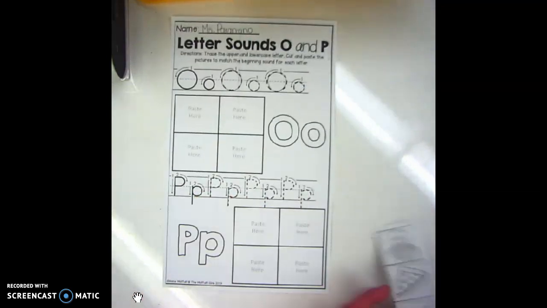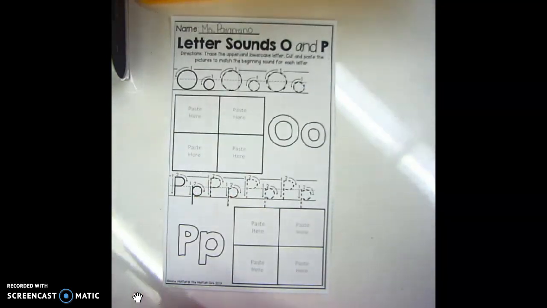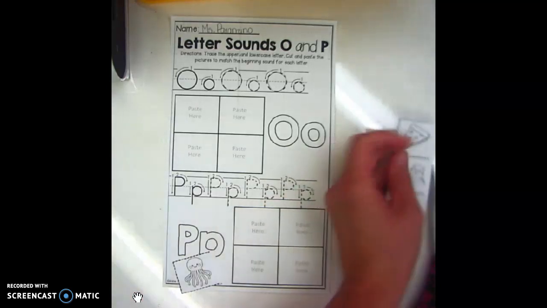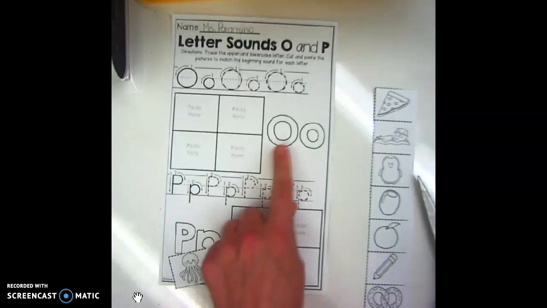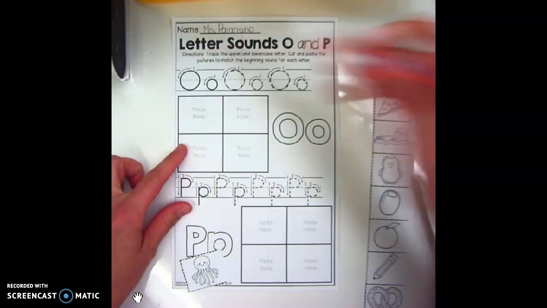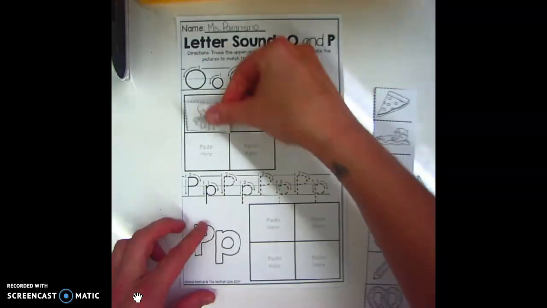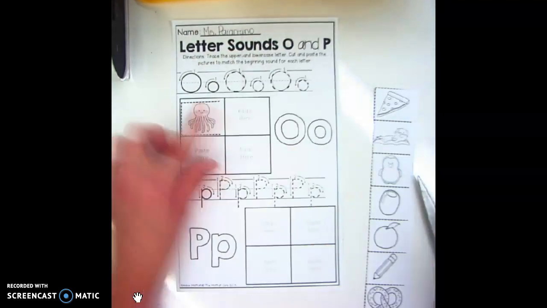And I'm going to cut out this first picture of an octopus. I'm going to listen again. Octopus. I hear aw. So I'm going to put just a dot, not a lot, and glue down my octopus.